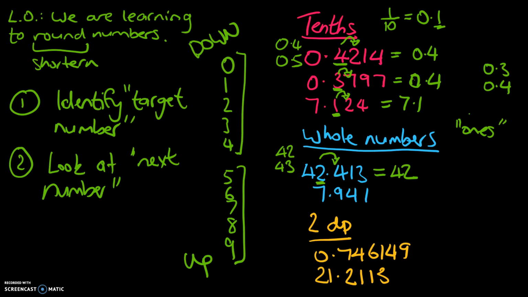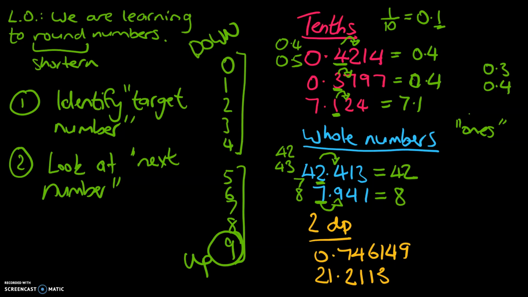And the last whole number example, 7.941. So we need to identify our target number, and we're still dealing with whole numbers or ones, so 7 is our target number. We're going to look at the number after it, which is 9. And we're going to make a decision, are we going to round down to 7 or up to 8? And we can see that 9 is in the rounding up group of numbers. So that means that number is closer to 8 than it is to 7. So we're going to round that number up to 8.